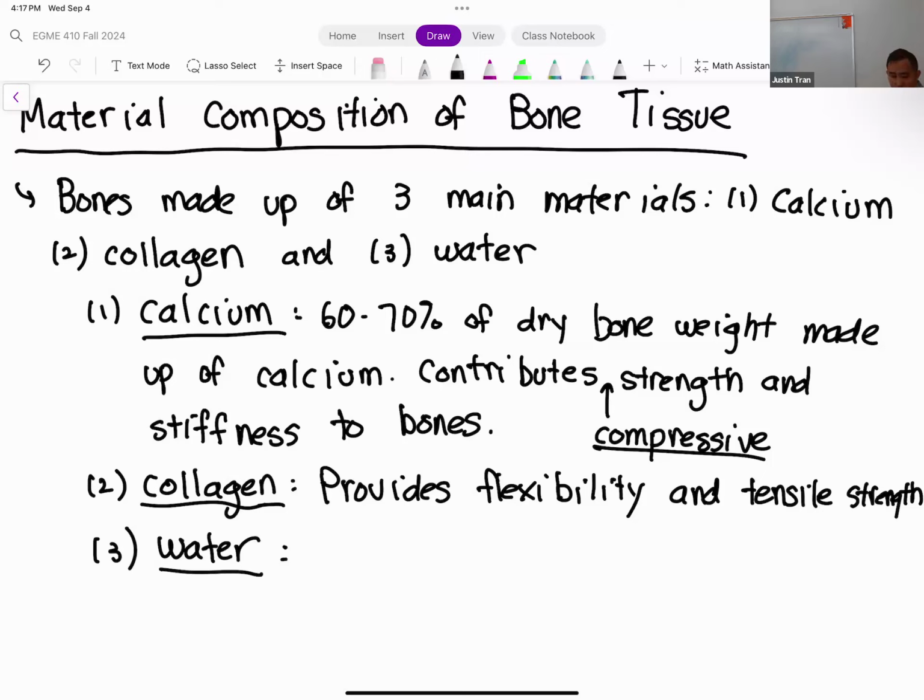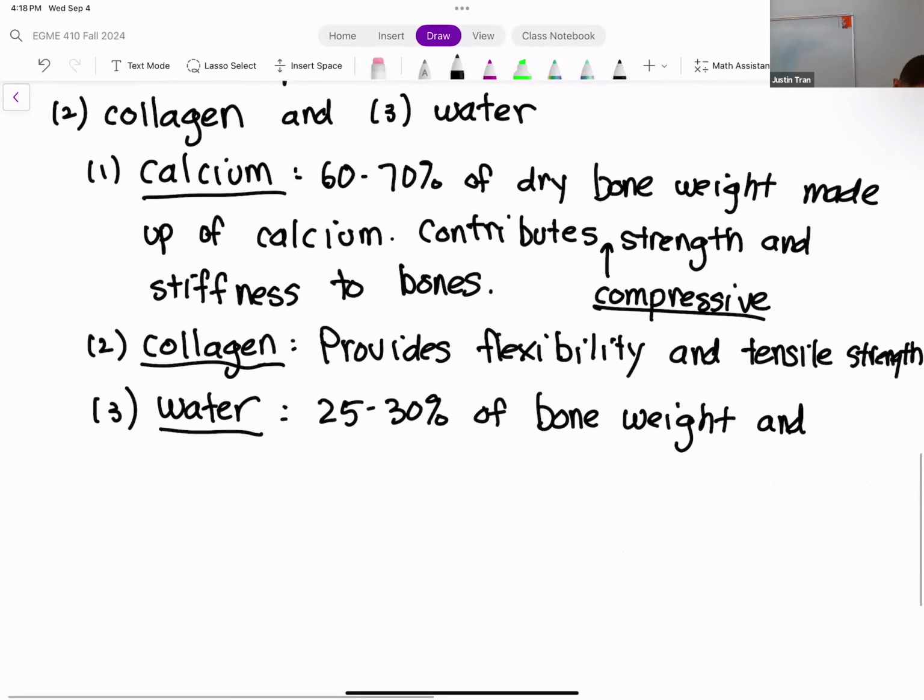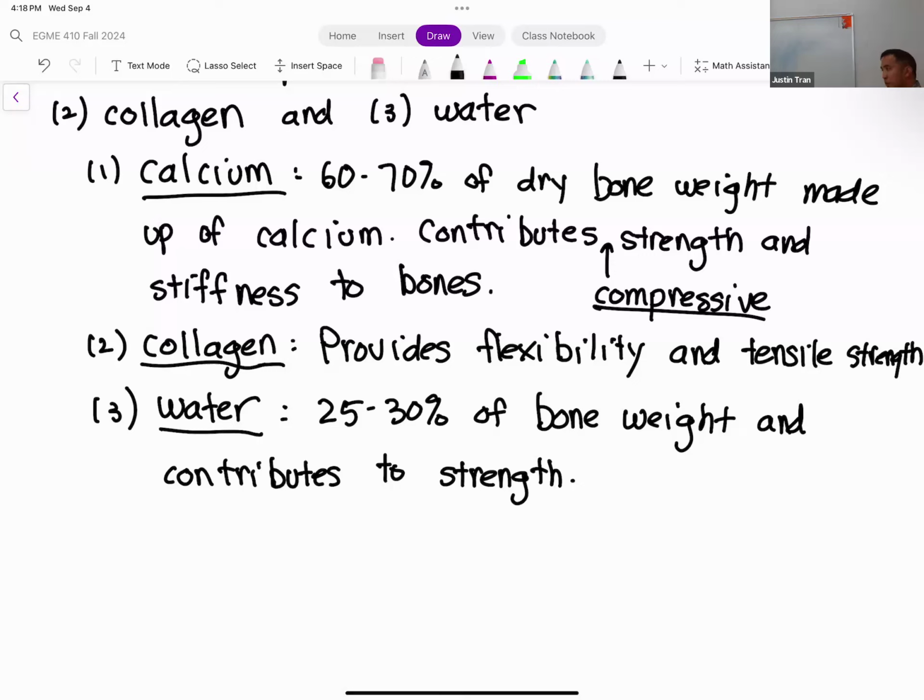All right, and number 3 is water. Water at any given time makes up about 25 to 30% of the bone weight. It contributes a little bit to the strength. Okay. But the main role that water plays in your bones is that it allows for the transport of nutrients and of cells, of things inside your bones. Okay.